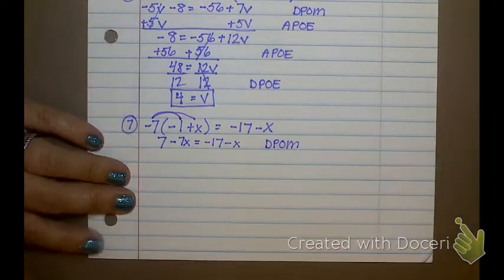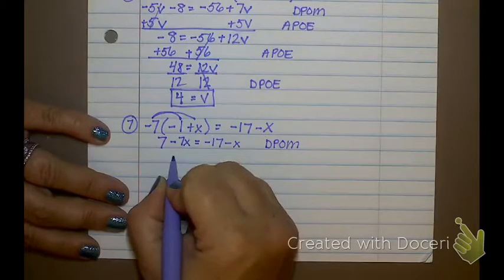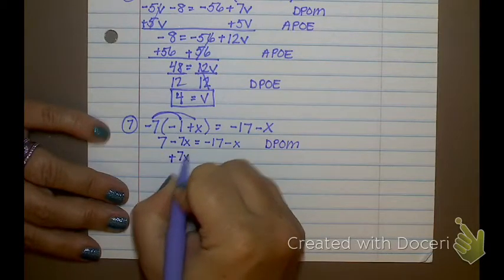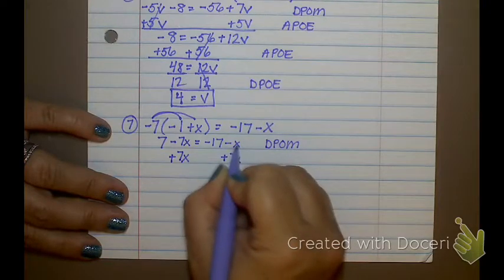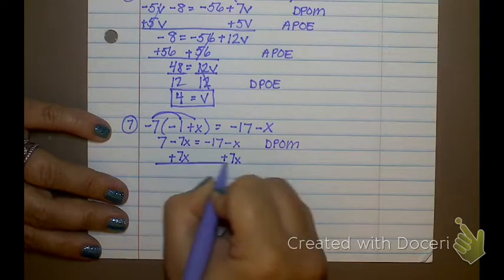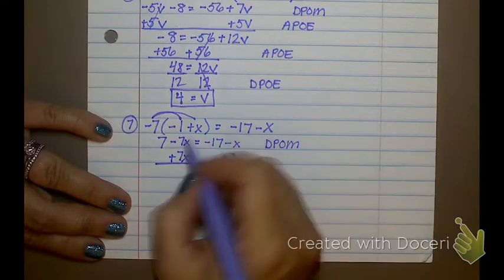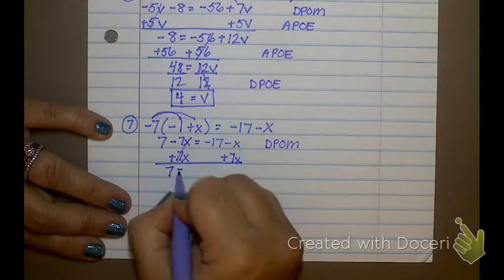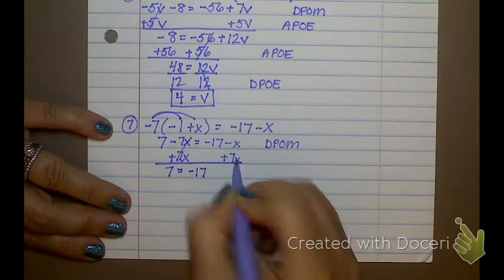Okay, now I need to get my x's together. Which one do you want to move? Okay, how am I going to move the 7? And again, it doesn't matter if you choose to move the 7x or the plain old x over there. You're just getting to the same end in a different way. So I have 7 over here. Over here I have -17, and what's -x plus 7x?